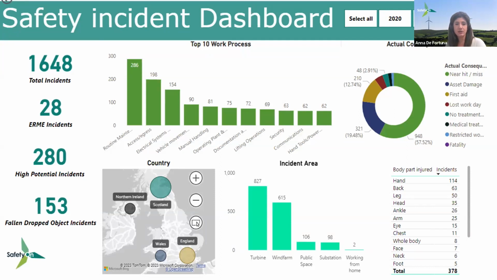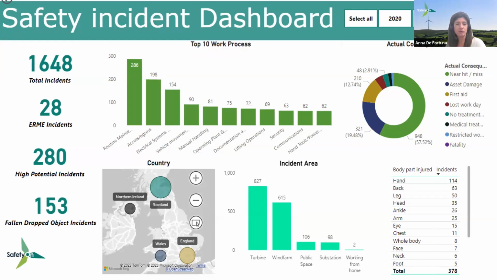In 2022, 113, so 21% of incidents were reported as high potential incidents. And that was an increase of 6.4% based on the 2021 figures. And of those 113 high potential incidents, 69% of those occurred on the turbine, with only 14% on the wind farm, 14% in the substation, and 3% of them were in a public space. And 52% of the high potential incidents in 2022 were recorded as near hits or near misses.